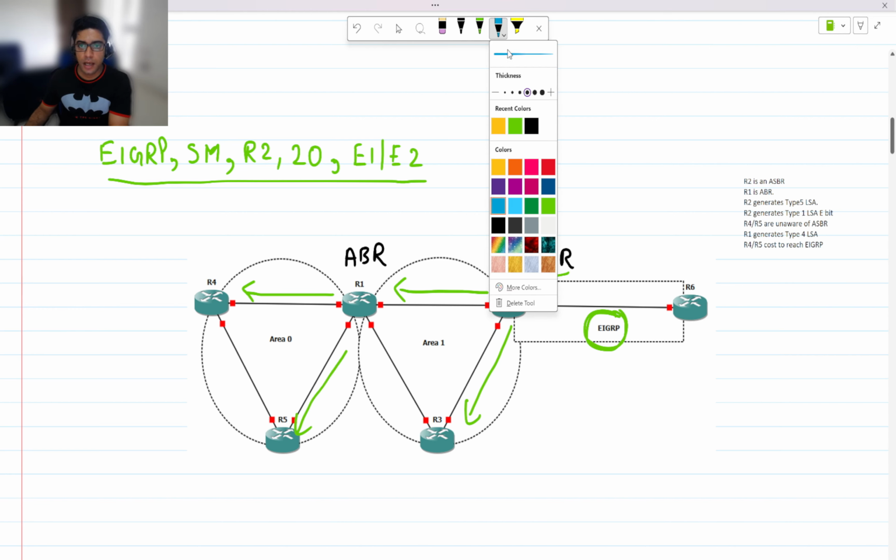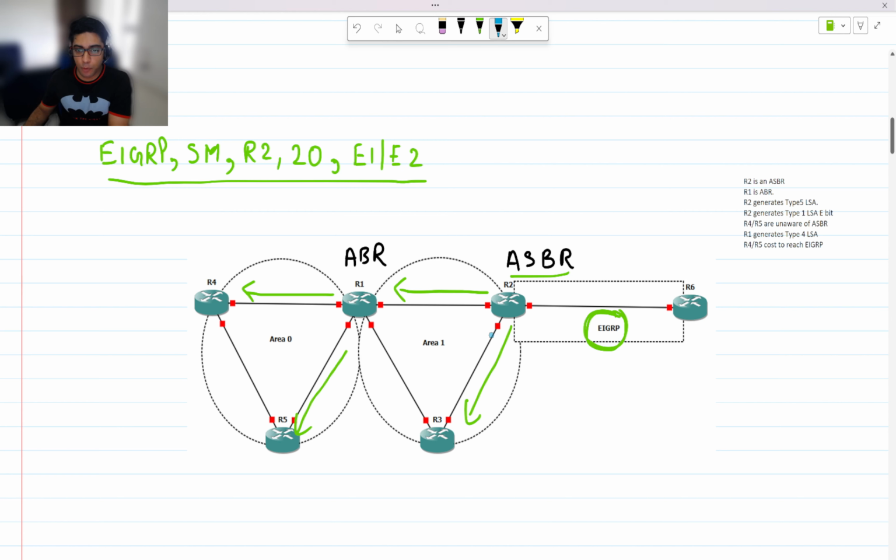let me change the color, it will send out a type 1 LSA, where it will have the E bit set, saying that I am the external boundary router, meaning that I have become the ASBR. And we know that type 1 LSA can never cross its own area. So obviously this type 1 LSA is never sent out to area 0 through R1, correct?